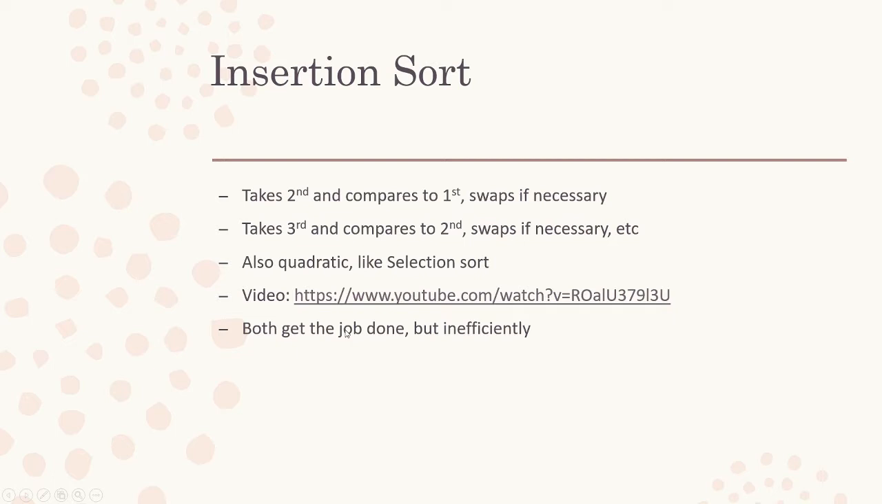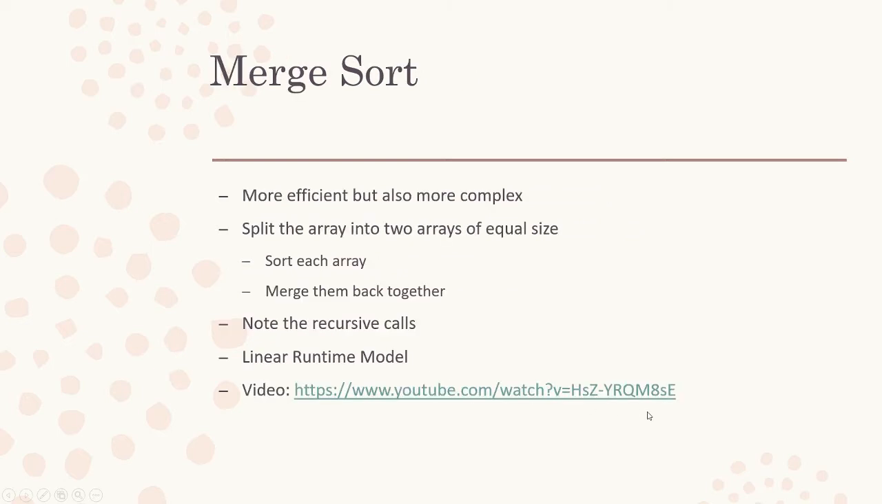It is quadratic, meaning that as we add new elements to the array, we can have a quadratic impact on performance. But the merge sort. Merge sort is more efficient, but it's a little more complex.